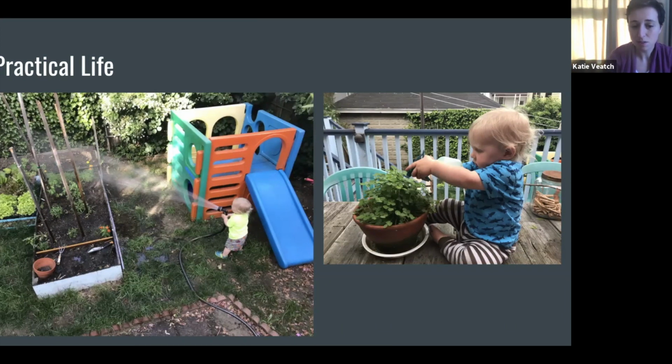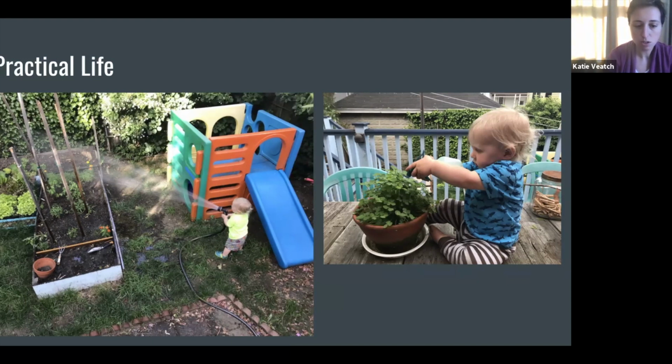It's really nice. If you don't have an outdoor space, I think we talked about this yesterday, you can get a little herb garden for a window box. You can have house plants. Plant watering is a really nice activity that children can do at a pretty young age, and it helps them feel like they're part of the home community.